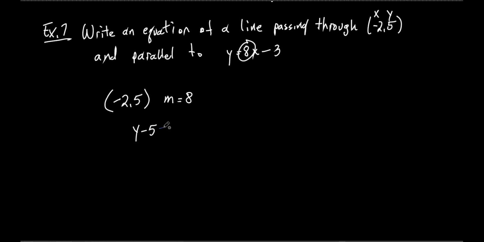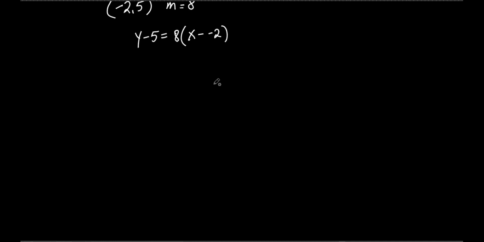5 equals m, which is 8, times x minus x1, which is negative 2. So it's minus a negative, and it will be a plus. That's right. All right, so now all we've got to do is basically just solve for y. A couple of steps, we're done. It's as easy as that.